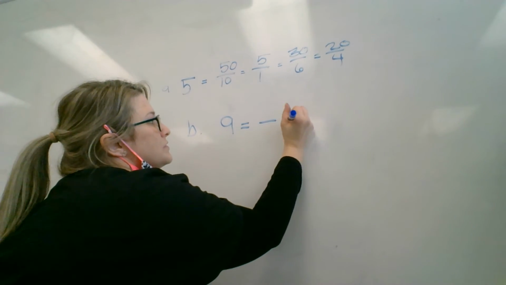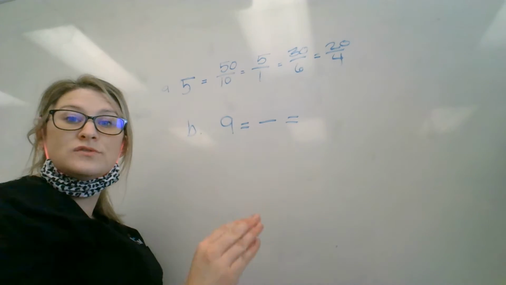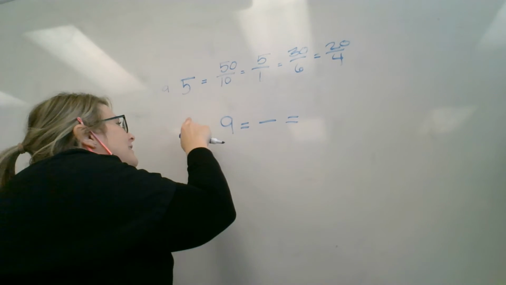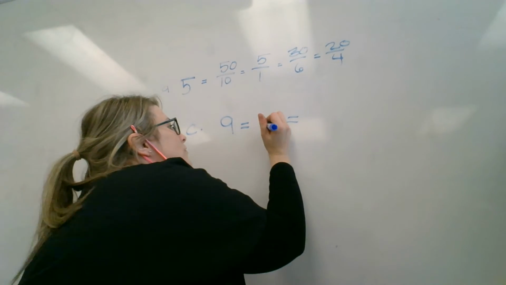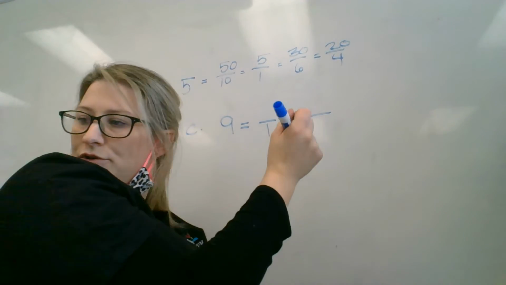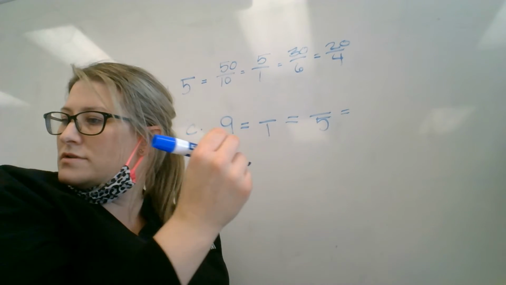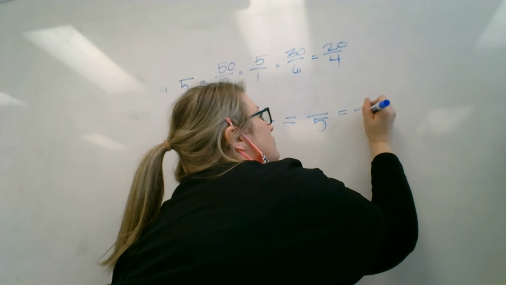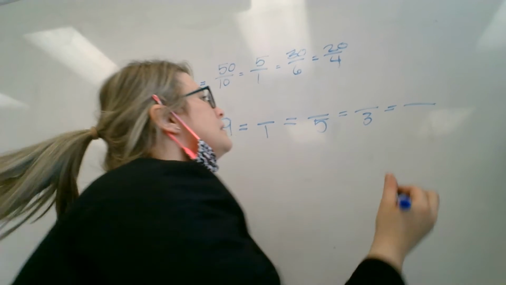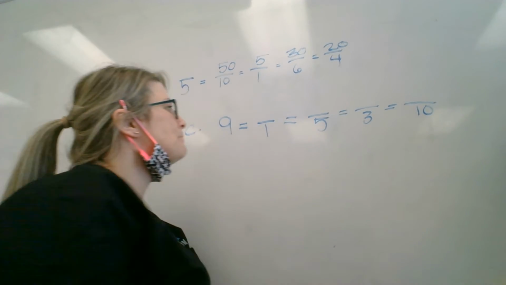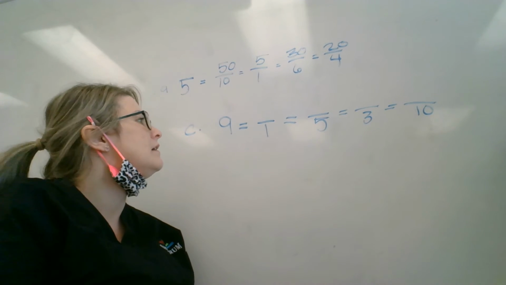9 is equal to, or not 9. Okay, we'll do C together. You guys do B on your own, because I already wrote it. All right, 9 is equal to blank over 1, which is equal to blank over 5, which is equal to blank over 3, which is equal to blank over 10. All right, so we're going to be multiplying, okay?